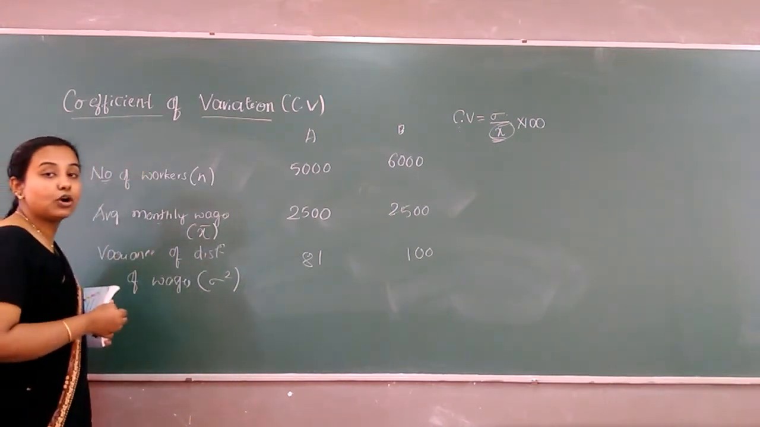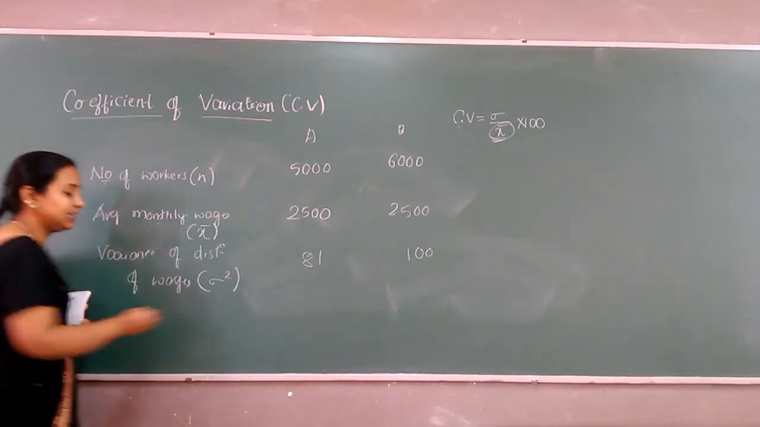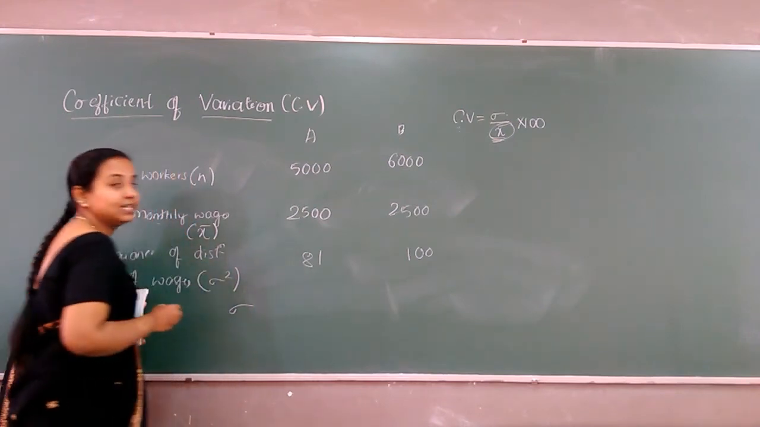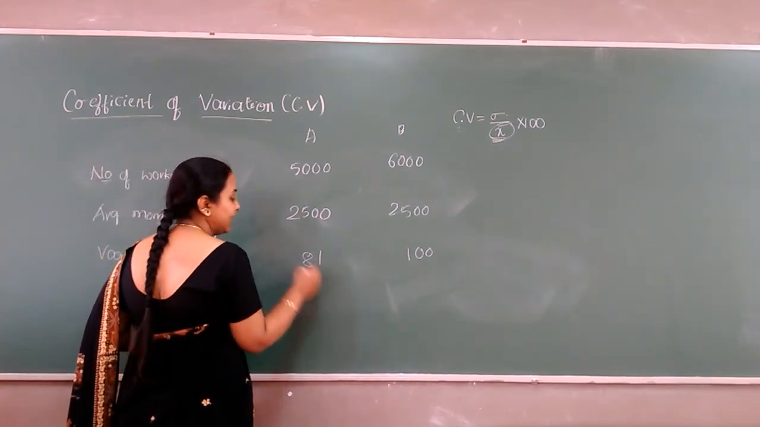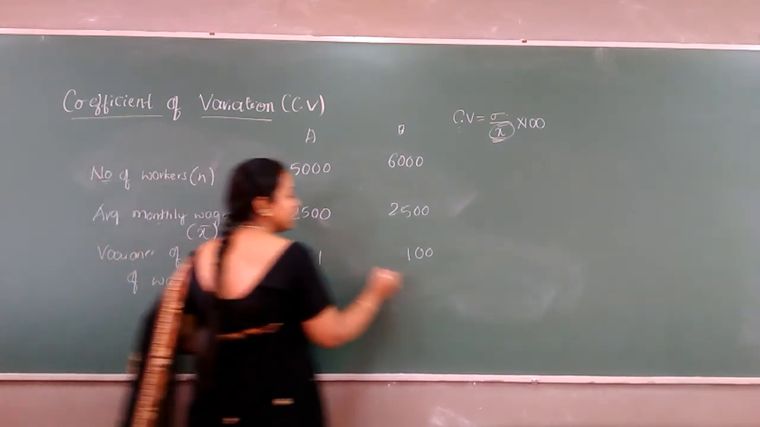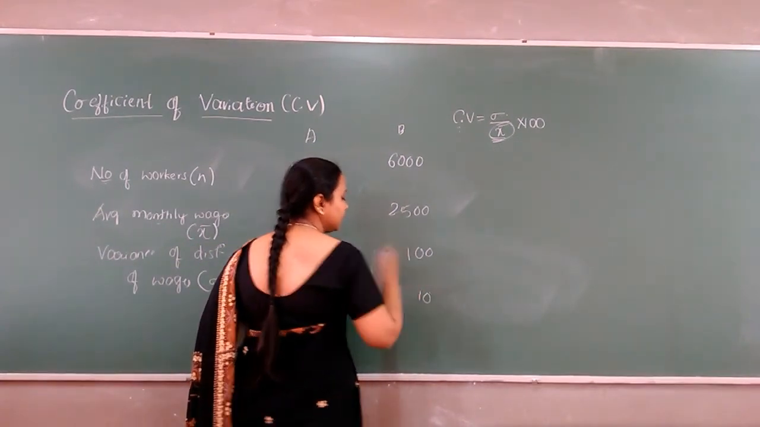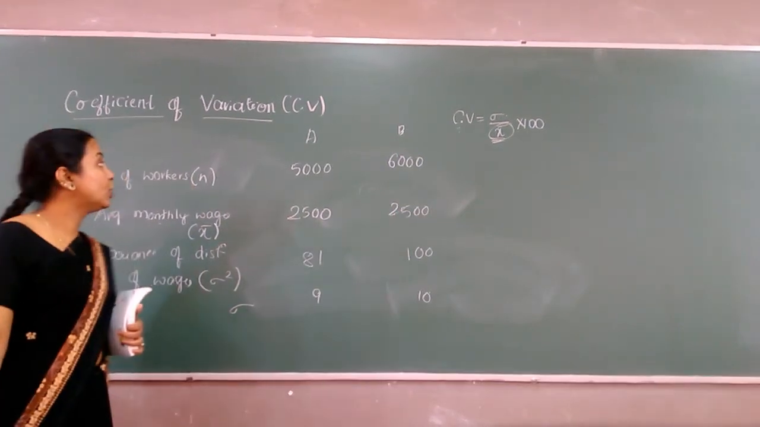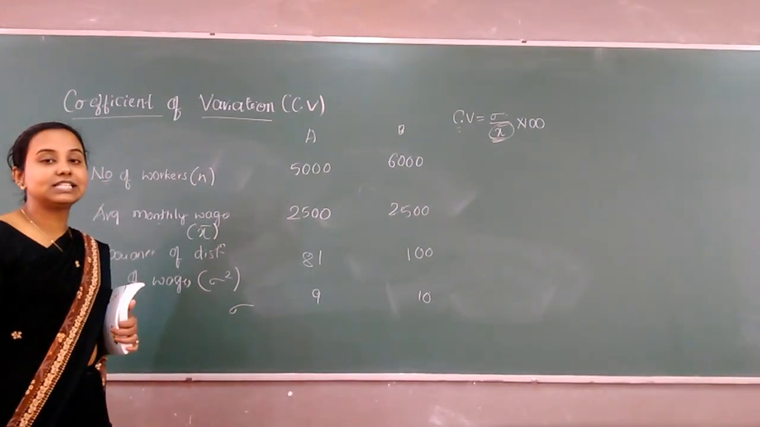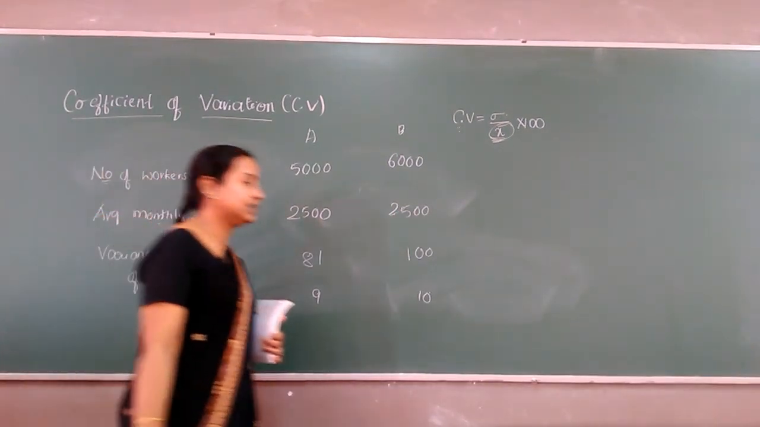Next, the variance of the distribution of wages, that is sigma square, is given. But what do we want? We want the standard deviation, so it is nothing but sigma. So square root of 81 is 9, square root of 100 is 10. Right? Now we got to know the variance as well as the standard deviation.